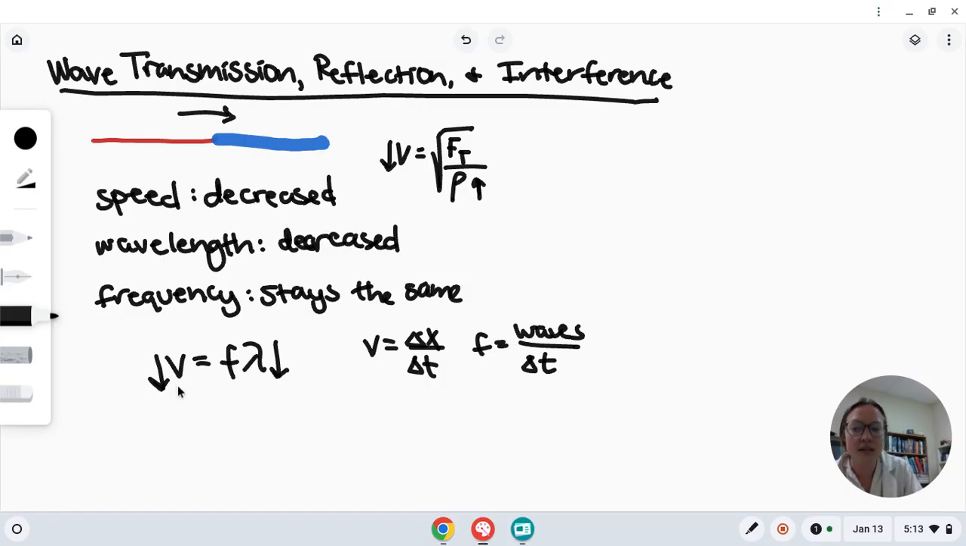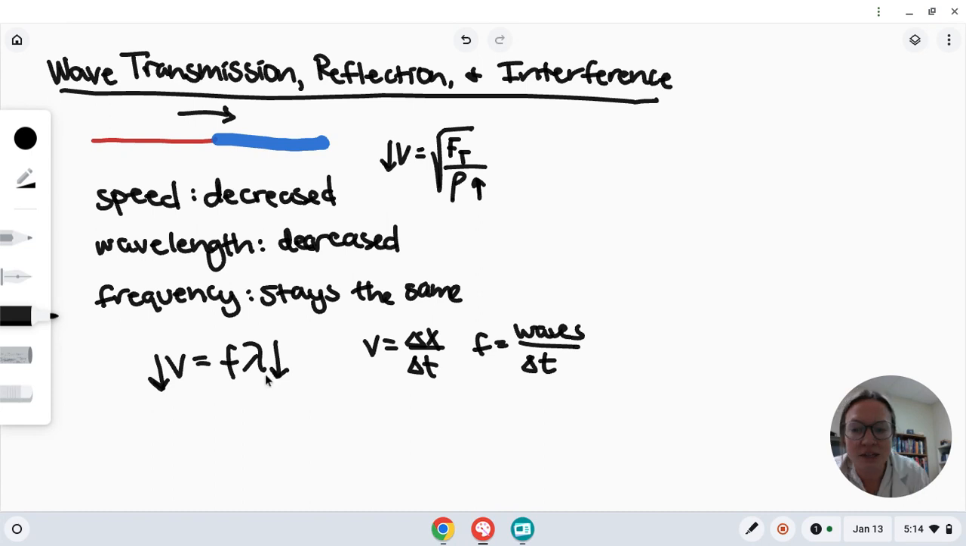So, you can see here that when this wave goes from a light rope to a heavy rope, the speed decreases because the density of the rope matters. The wavelength decreases because it has to be true that the wave is covering less ground in the same amount of time, and the frequency stays the same because waves can't pop in and out of existence.